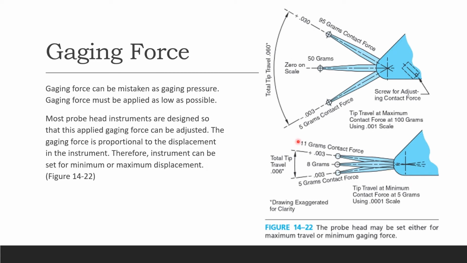Gauging force can be mistaken for gauging pressure. People always think the pressure is the force, but they're different. Pressure is nothing but the force on a particular area. So make sure you review your physics. Okay, F divided by A, your area, is equal to P.